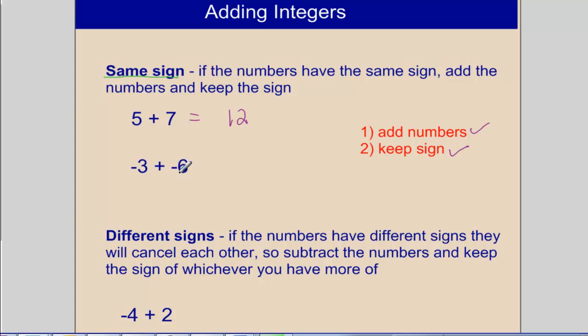Then we have negative 3 plus negative 6. So we're going to add the numbers. 3 plus 6 is 9 and keep the sign. They're both negative, so the answer is negative. And I always think about this as I have some negatives, I add more negatives to it, so I end up with a whole bunch of negatives.